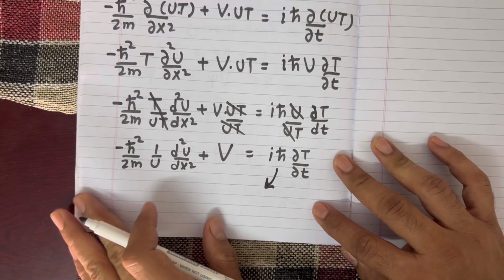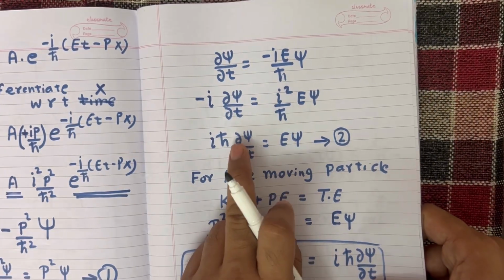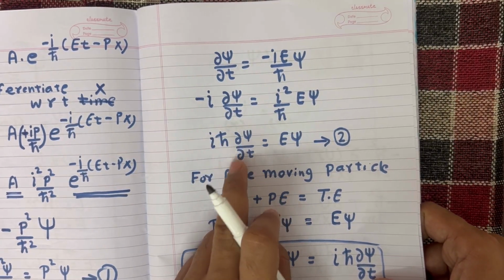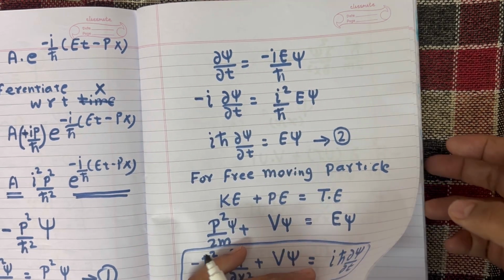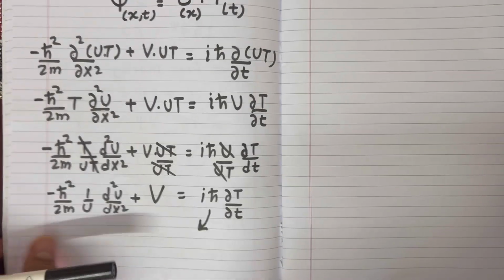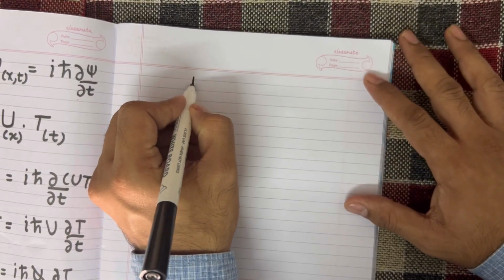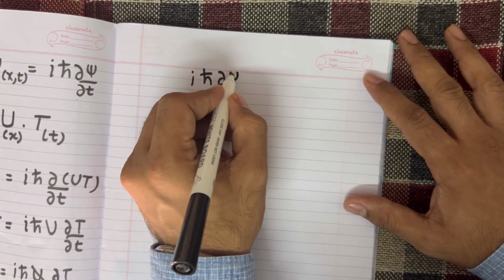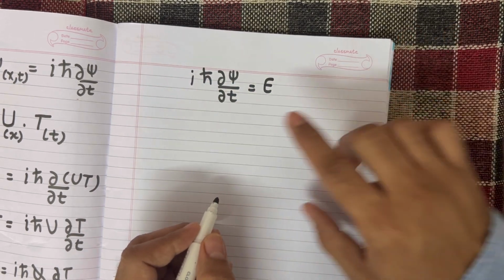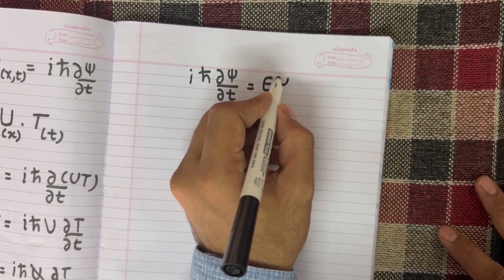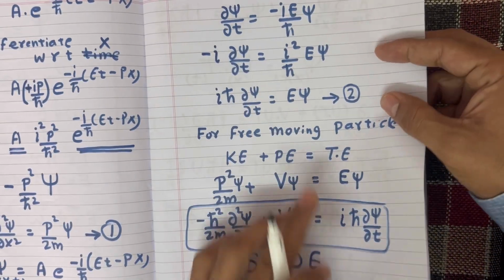Now see, in the previous section we got one formula, if you remember this one, i h cross del psi by del t equal to E psi. Let us use this equation again. Let's hold it here and write that equation first. i h cross del psi by del t equal to E psi, of course it is this way. Make it clear. This one I'm writing.